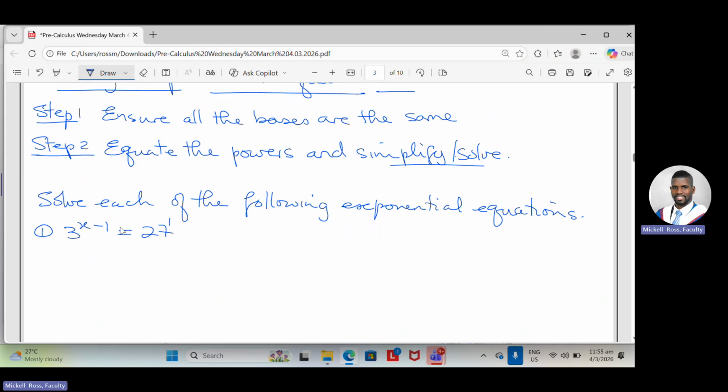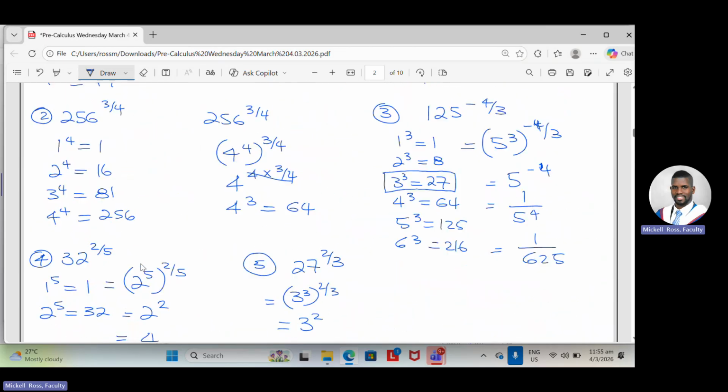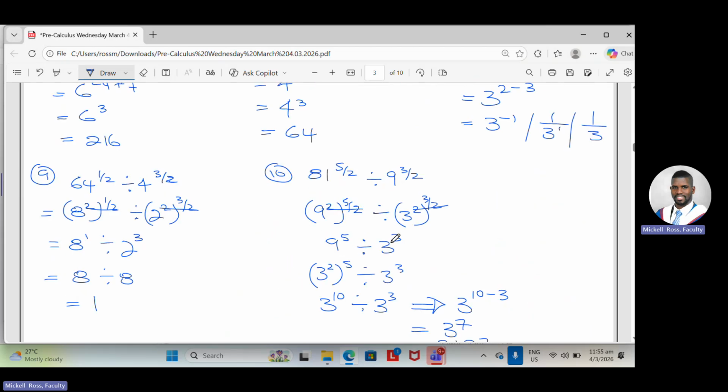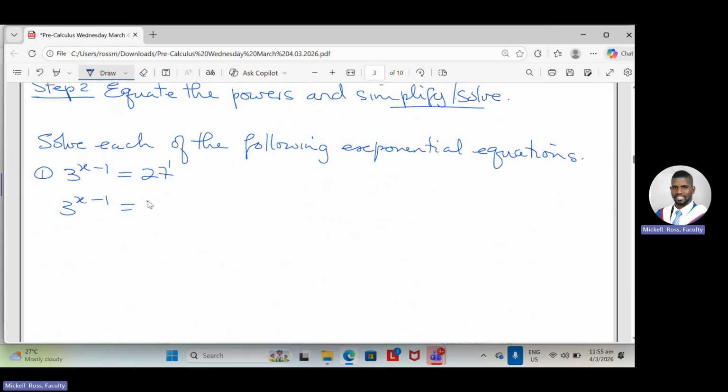So here now, we're going to have 3 to the x minus 1. And we already learned from right here that 27 is the same thing as writing 3 cubed. So this is going to be 3 cubed. Now look at this. We can see from here that the bases are equal on both sides of the equation. The left-hand side base is 3, the right-hand side base is 3. So we know that the bases are equal.